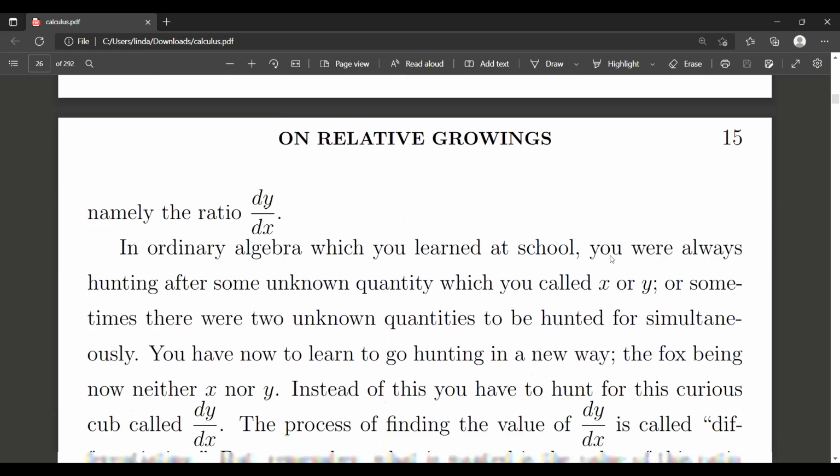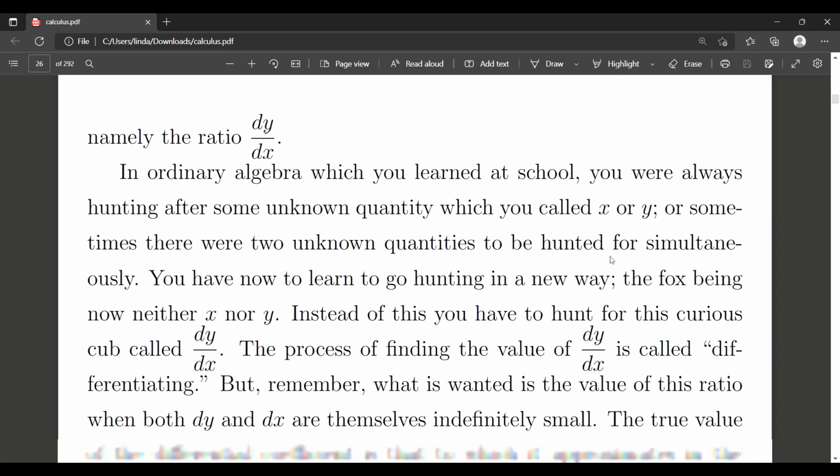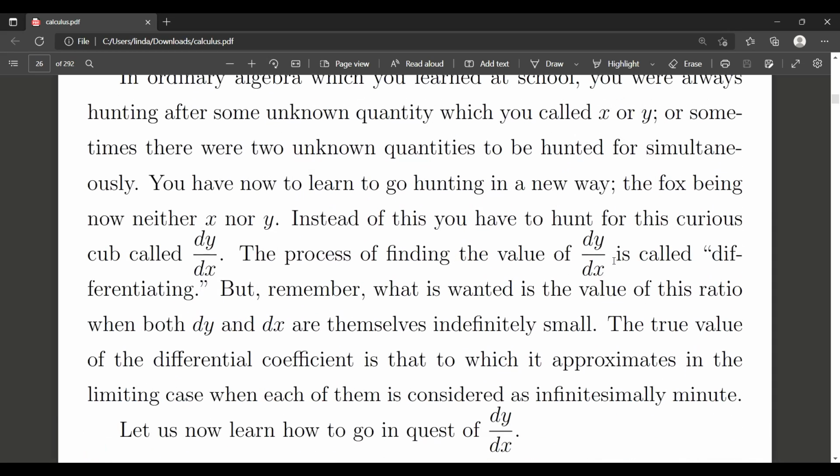In ordinary algebra, which you learned at school, you were always hunting after some unknown quantity which you called x or y, or sometimes there were two unknown quantities to be hunted for simultaneously. You have now to learn to go hunting in a new way, the fox being now neither x nor y. Instead of this, you have to hunt for this curious cub called dy by dx. The process of finding the value of dy by dx is called differentiating.